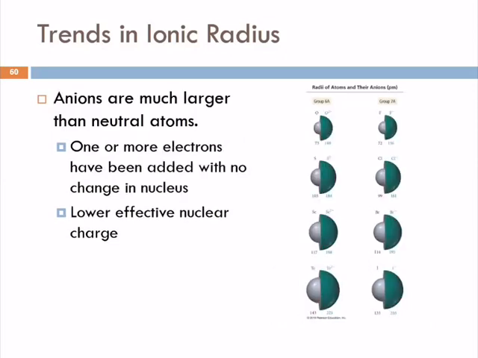Anions are the opposite. They get bigger. So we're adding electrons. They're not going into a higher principal energy level, but they're adding electrons, and we're experiencing a lower effective nuclear charge. And so the atoms get larger as ions.